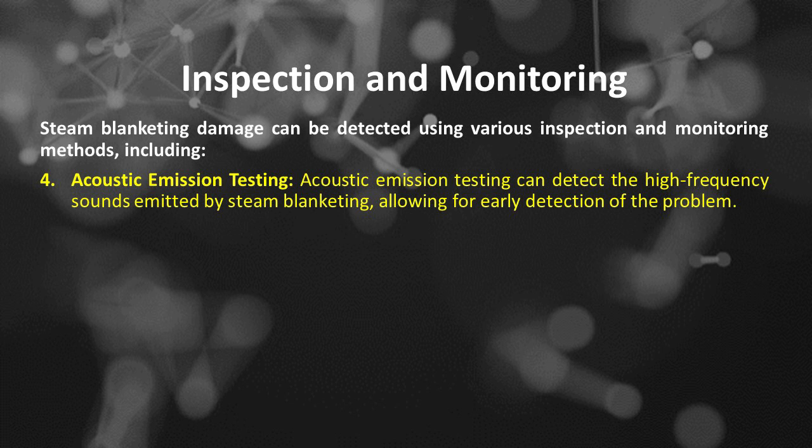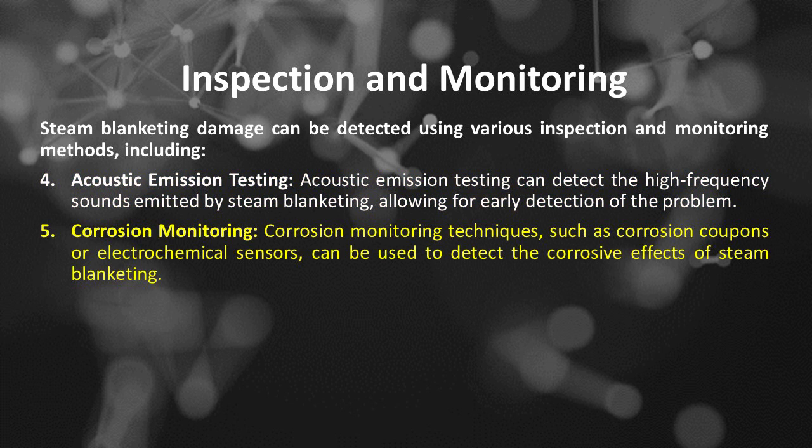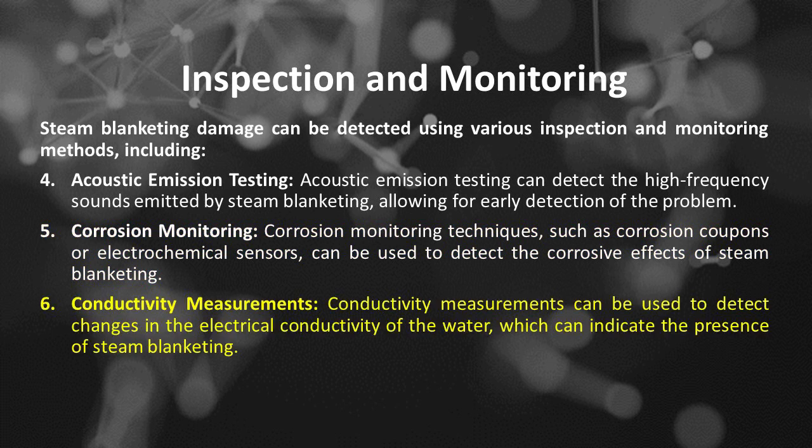Number 4 is acoustic emission testing. Acoustic emission testing can detect the high-frequency sounds emitted by steam blanketing, allowing for early detection of the problem. Number 5 is corrosion monitoring. Corrosion monitoring techniques, such as corrosion coupons or electrochemical sensors, can be used to detect the corrosive effects of steam blanketing.